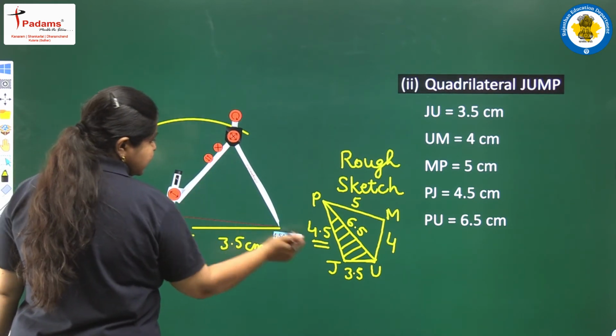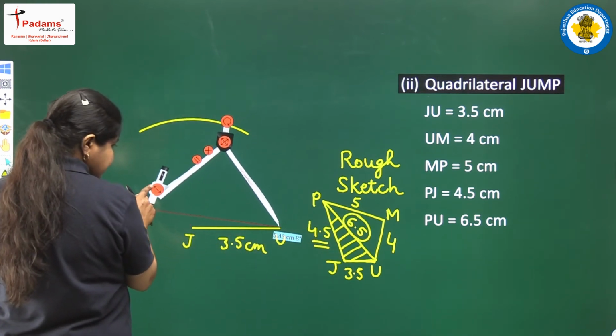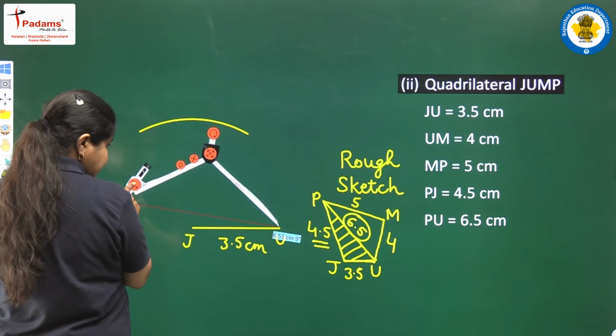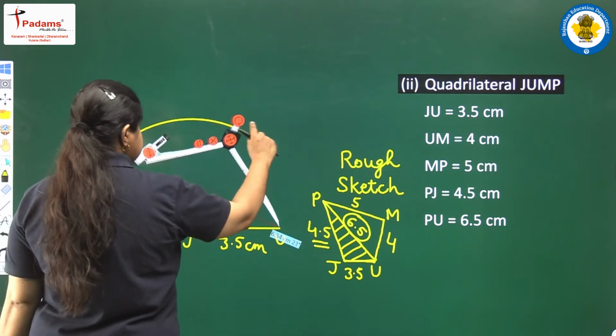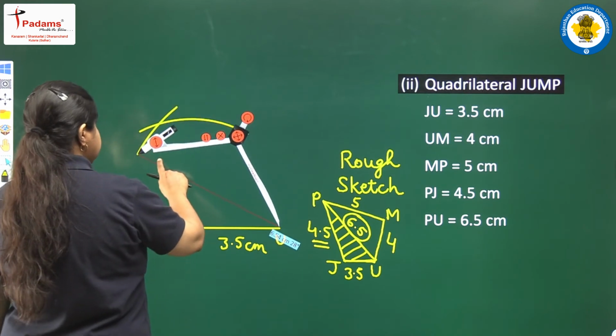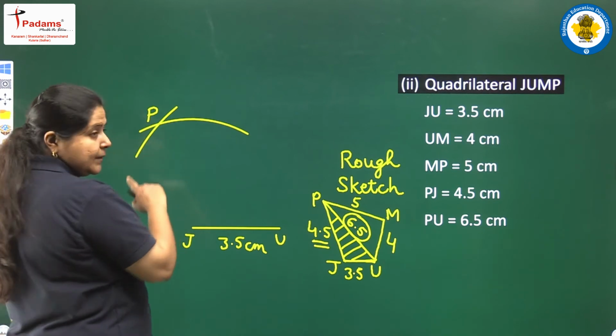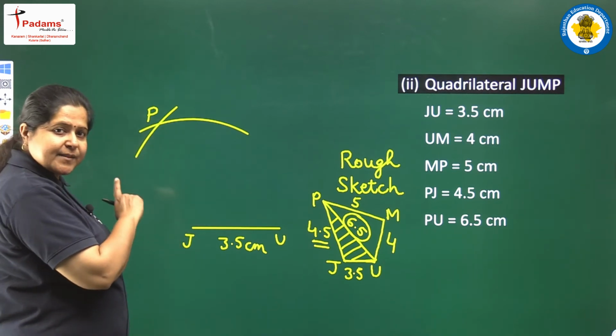What we need is this 6.5 centimeter long radius. Let us elongate it to 6.5. Yes, this one is here. Let us draw this arc in this way. Yes, we get this arc, which will be named as P. The point of intersection, we will name it as P.